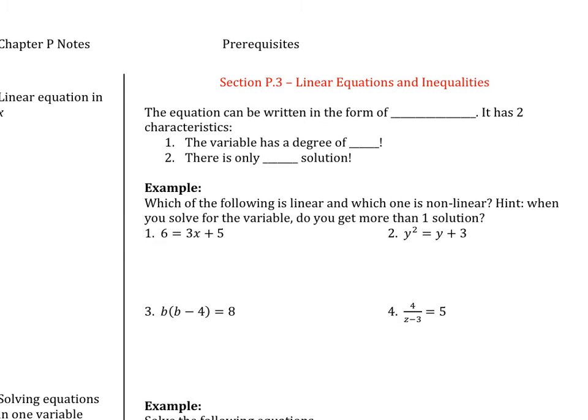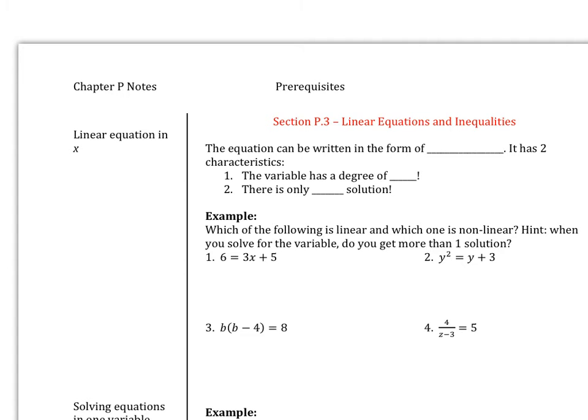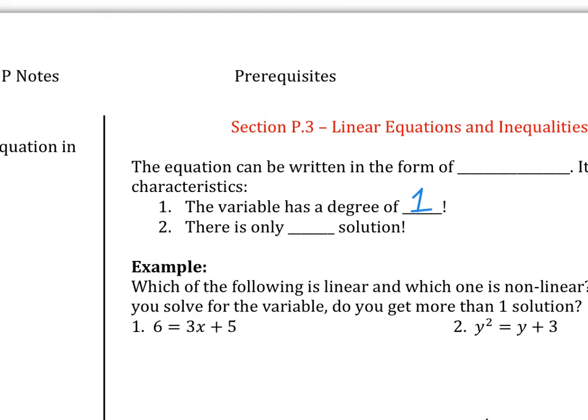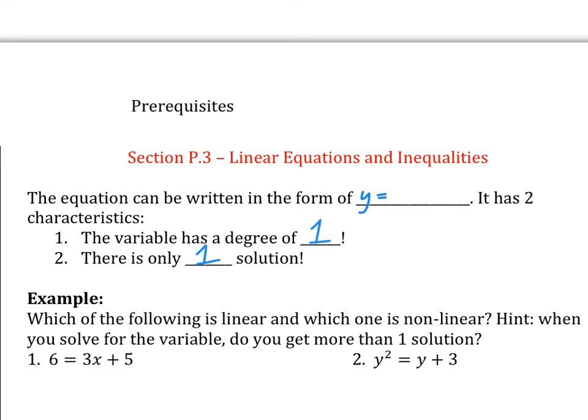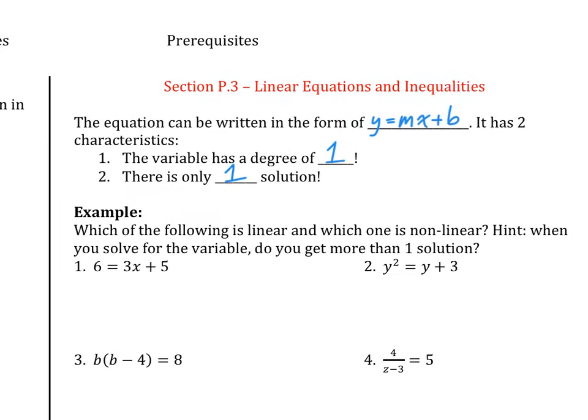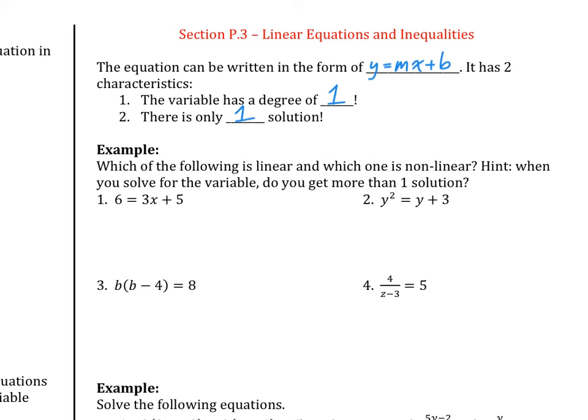Now let's review really quickly linear equations and inequalities. So a linear equation means that the equation is in 1 degree, which means there's only one solution. And since it's linear, everything linear can be in the form of y equals mx plus b. So which one of the following is linear and which one is not linear? Go ahead and write down linear or nonlinear. And I'm going to take this one out because this one doesn't really make sense. So 1, 2, 3. Which one is linear? Which one is nonlinear?